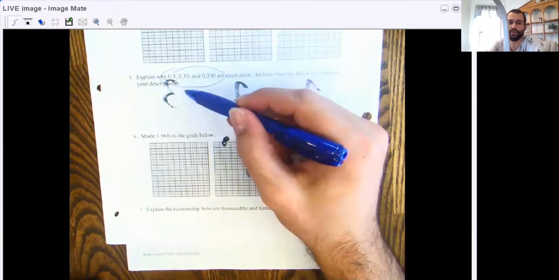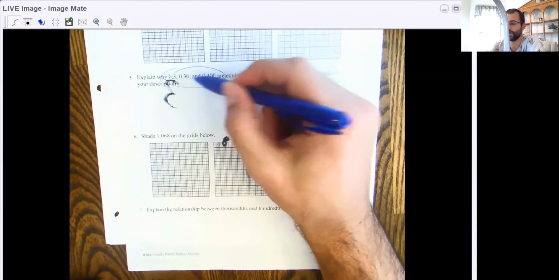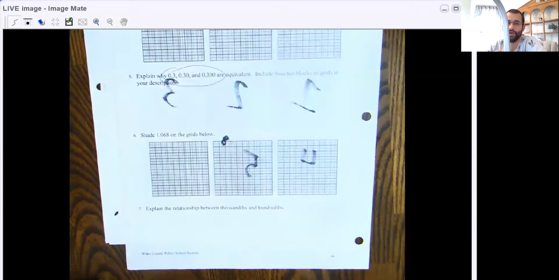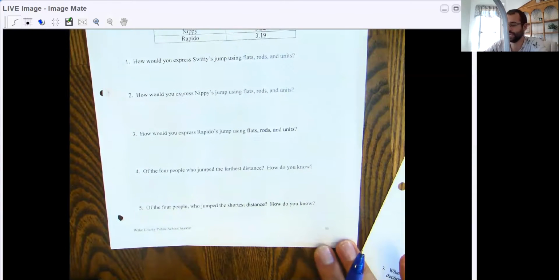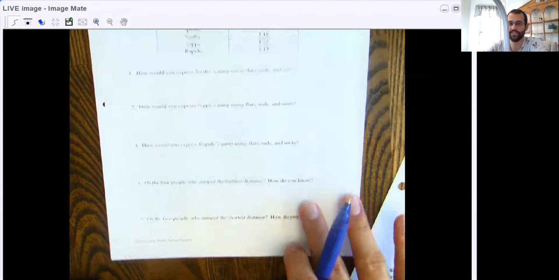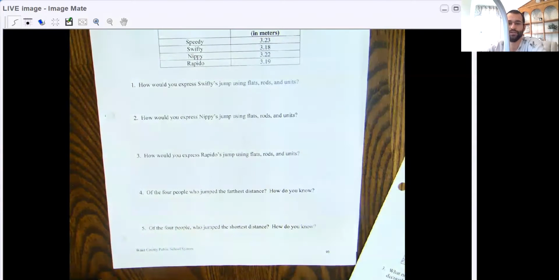Really good question on number 5 of how each of these are the exact same. And I want you to notice what place is the 3 in on each example. That is why they are the exact same. And then you're going to answer the rest of these here. And then you also got some questions here on page 95 that you're going to answer with the times that you see up here using your flats, rods, and units.